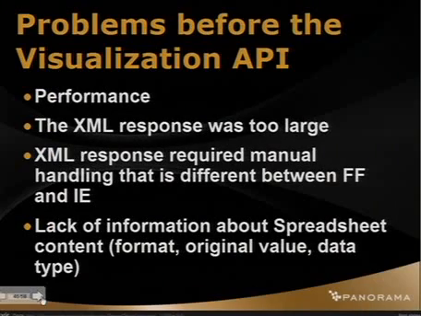Some problems we had before the new visualization API. We had issues with performance. The XML response was too large. It was hard to process that XML response. We had to manually handle the response. It was even different between Firefox and Internet Explorer, so it's just cumbersome to work with it. We had missing information about the spreadsheet content. We couldn't know what the data type is. We couldn't know if it's a number, if it's a date, or a string.